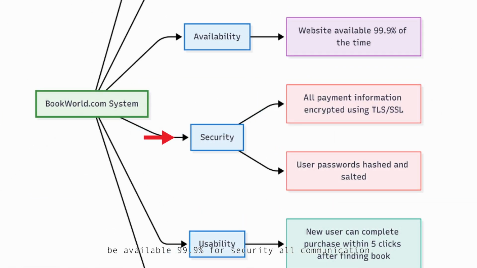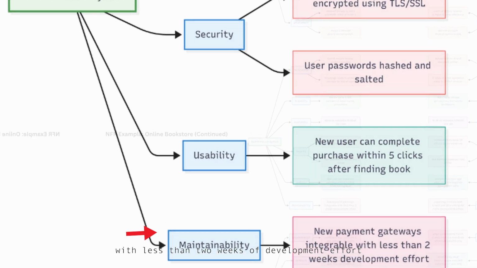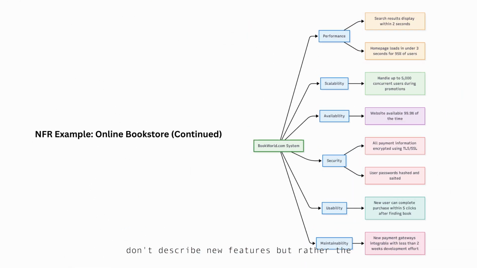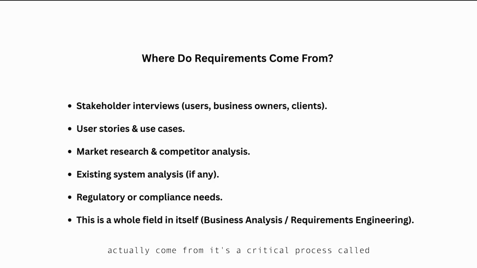For security, all communication containing payment information must be encrypted using HTTPS, and user passwords must be stored securely using strong hashing algorithms. For usability, a first-time user should be able to find a book and complete a purchase within 5 steps or clicks. For maintainability, I would say that it should be able to integrate a new payment gateway module with less than 2 weeks of development effort. Notice how these non-functional requirements don't describe new features, but rather the qualities of existing features and the system as a whole.